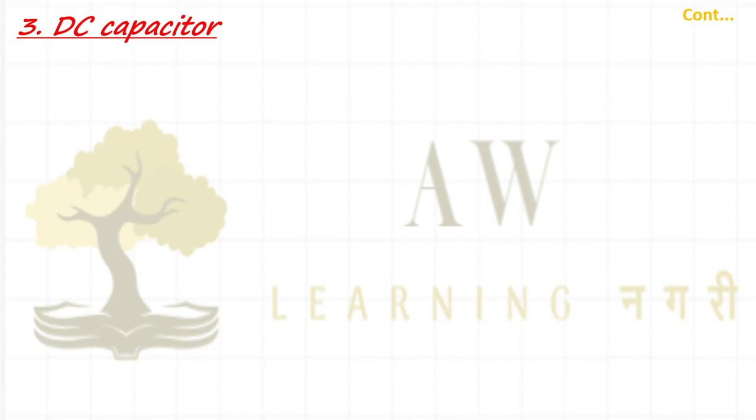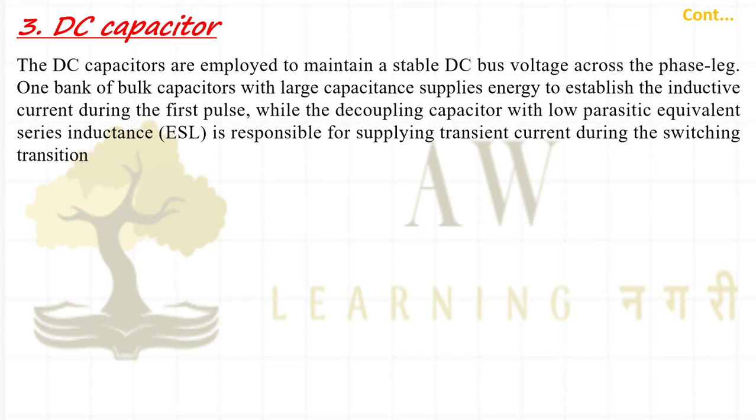So DC capacitors are there. We have seen in the circuit that there are two capacitances. What is the purpose of these two capacitances? The DC capacitors are employed to maintain a stable DC bus voltage across the phase leg. First I told you that from the DC source we will charge this capacitor, which acts to maintain the stable DC bus voltage across the phase leg, so it acts as a bus voltage.